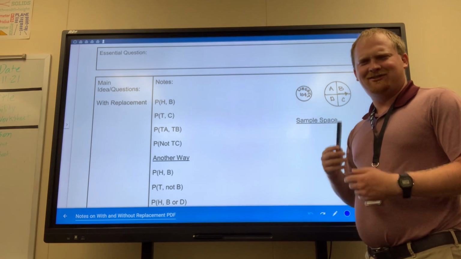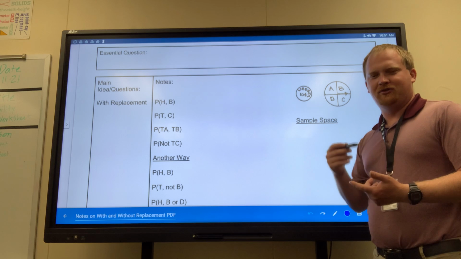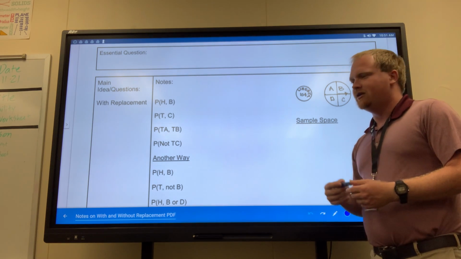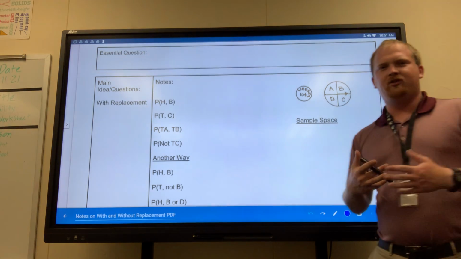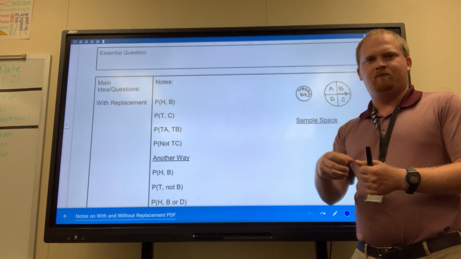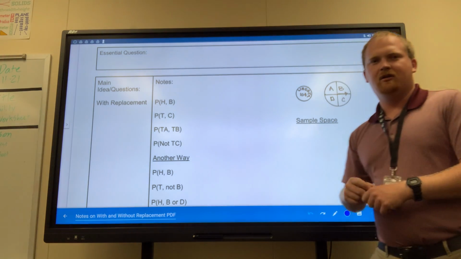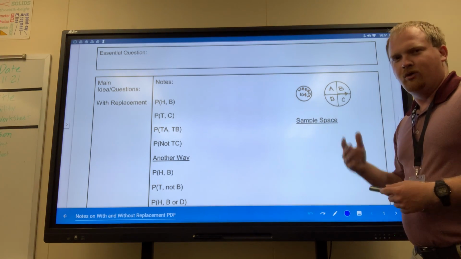Hello, Coach Holmes here, and today we're going to be talking about multiple events with and without replacement. What I mean by that, with replacement is actually putting it back in. Without replacement is taking something out, but not putting it back in. So first thing we're going to do is with replacement.